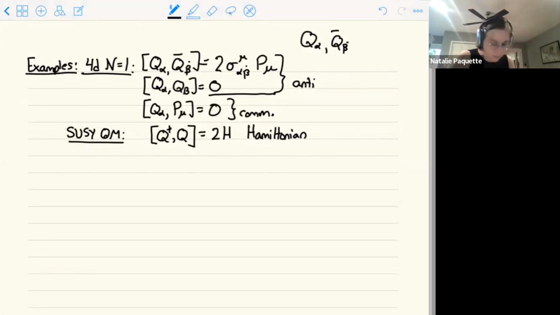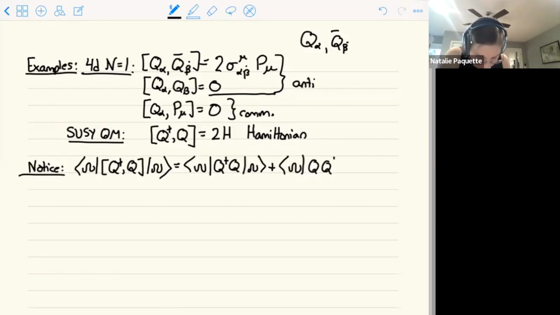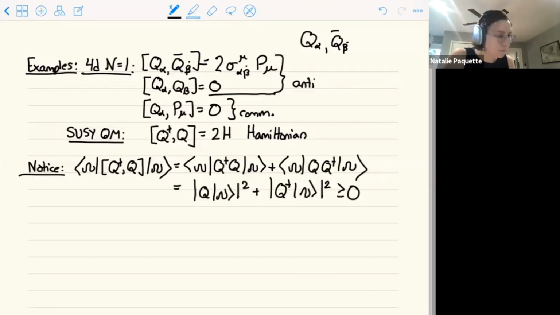Something you can immediately notice in this simple quantum mechanics example is if you consider the expectation value of the anti-commutator of Q and Q dagger in the vacuum. I can expand this out and write it as Q dagger Q plus Q Q dagger, and both of these are just sums of manifestly positive quantities. These are inner products, so they're manifestly positive, so I have something that's greater than or equal to 0. But of course, the anti-commutator of Q and Q dagger is the Hamiltonian, which immediately tells us that the spectrum of the Hamiltonian is bounded from below, and the minimal energy state is the ground state.